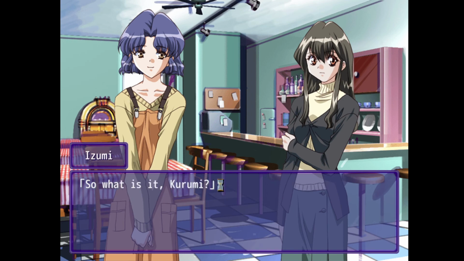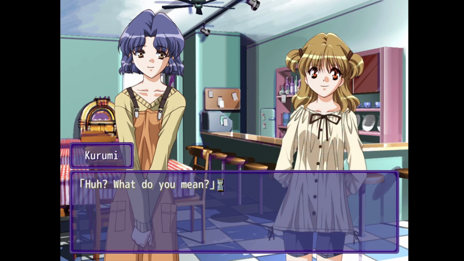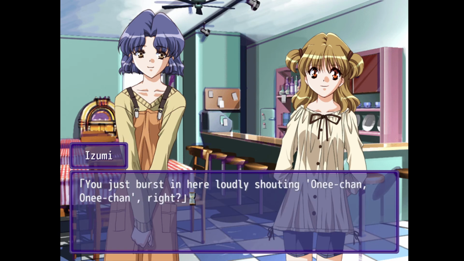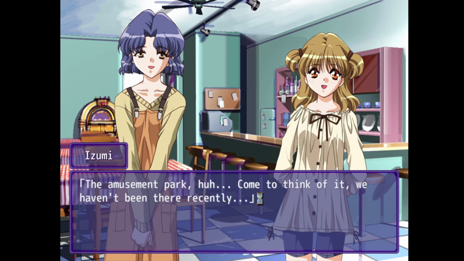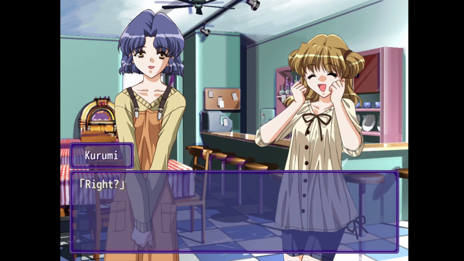So what is it, Kurumi? Oh, what do you mean? You just burst in here loudly shouting Oni-chan, Oni-chan, right? Oh, that. Well, guess what? Oni-chan said that he'd take me to an amusement park. An amusement park? Yeah, so he thought that you should come with us too. The amusement park, huh? Come to think of it, we haven't been there recently. Right.